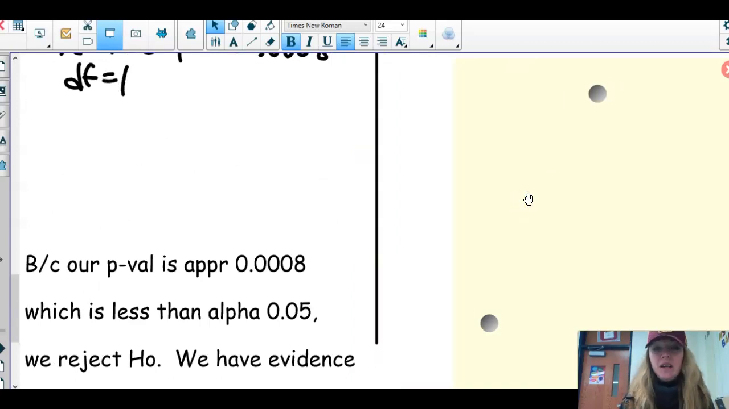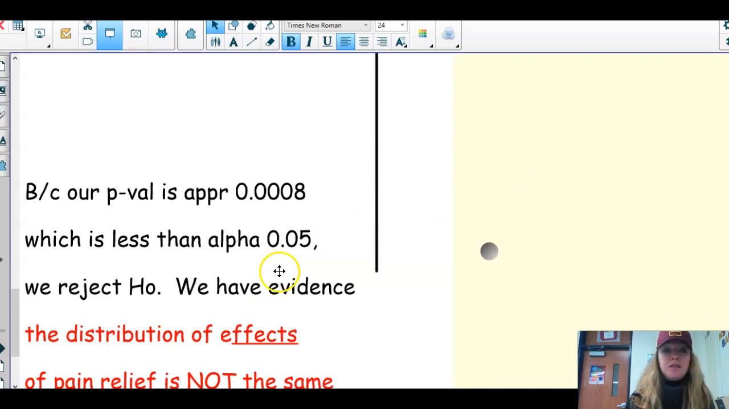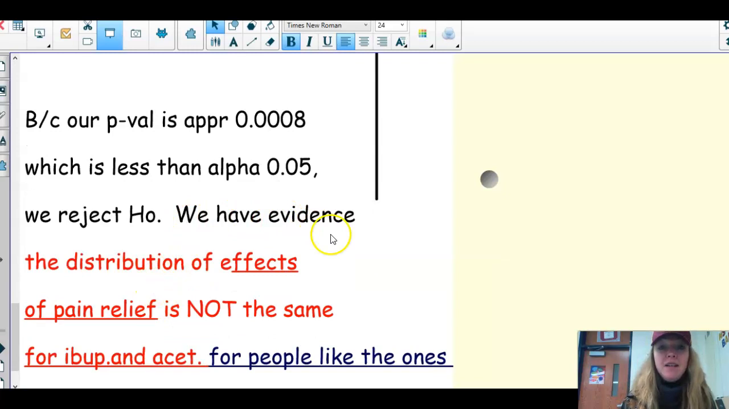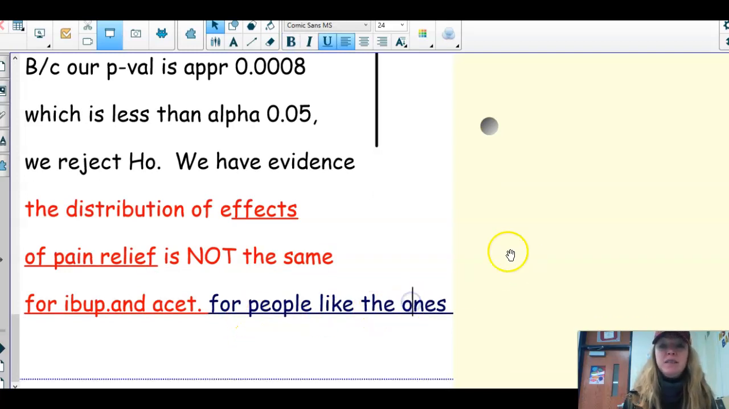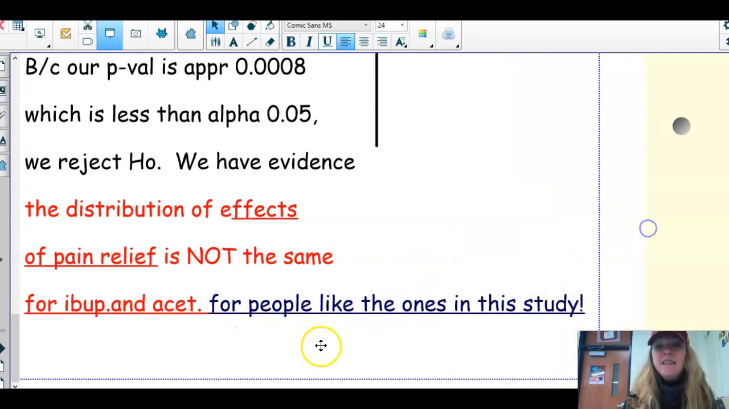And then finally, you guys are good at concluding. Because our p-value is approximately 0.008, which is less than our alpha of 0.05, we reject the null hypothesis. We have evidence for HA. Now I'm going to just write down the HA. The distribution of effects of pain relief is not the same for ibuprofen and acetaminophen for people like the ones in the study. Why do I have to put that? Because this wasn't an experiment. So we're drawing conclusions for people like the ones in the study. We do this whenever we have an experiment.